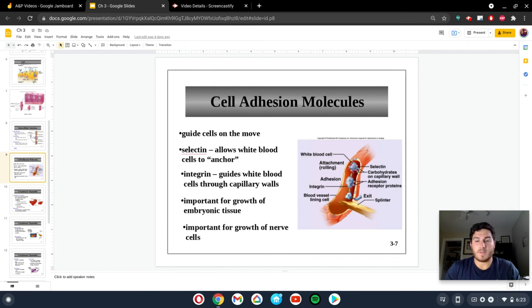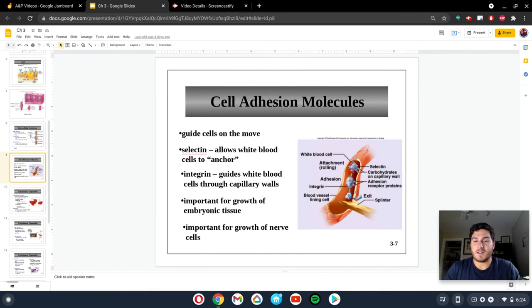So for example, if I have, let's say, the phrenic nerve, I don't want that moving throughout the body, right? I want it to be in one location, right? I want it to be where it's supposed to be. I don't want to see it moving down in my hands, right?